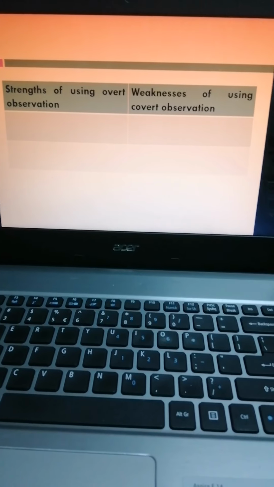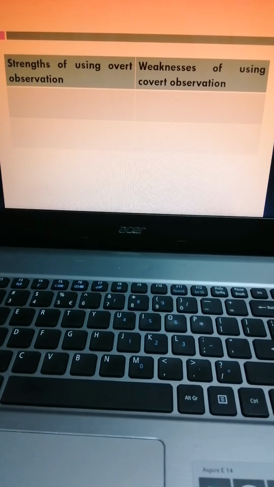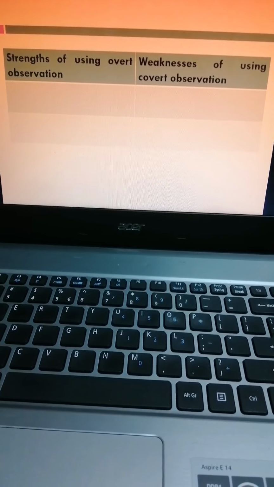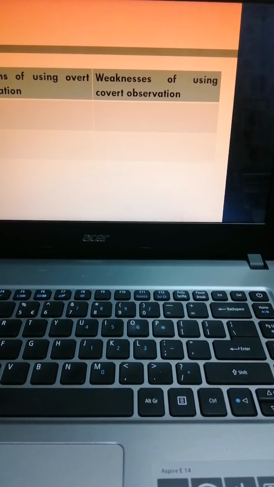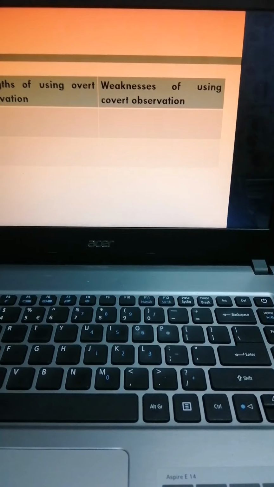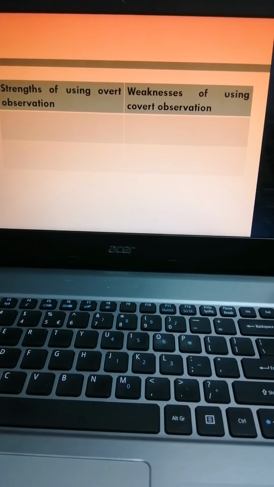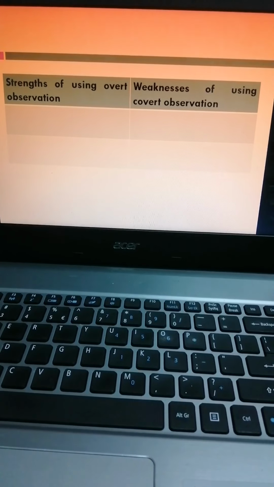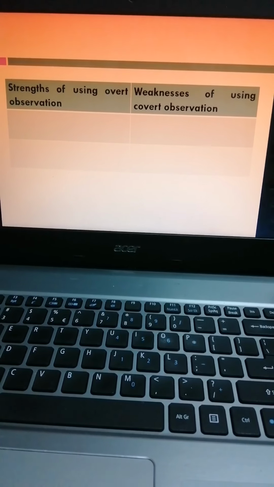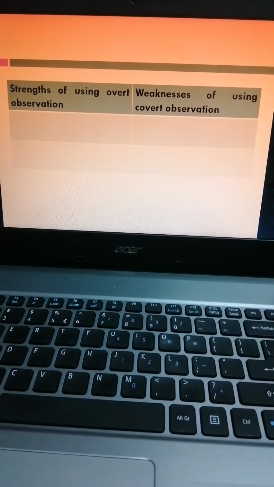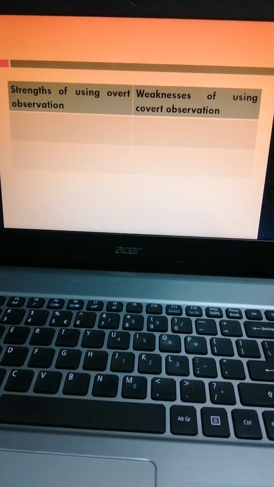So your task for today is to come up with two points for the strengths of using overt observation, in other words, open observation, and the other one is to come up with two points for the weaknesses of using covert or hidden observation. Other than that, I'll be asking you questions generally on the content, solely on the observational method for today. So please be prepared. Please listen and watch the video thoroughly, because you might get the answers from the video here.